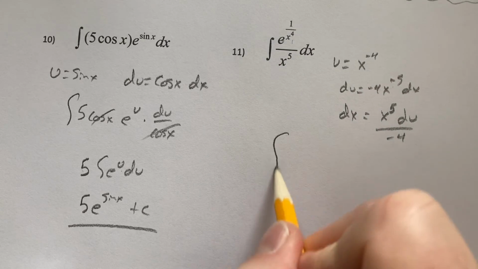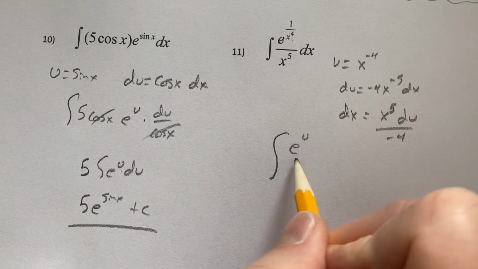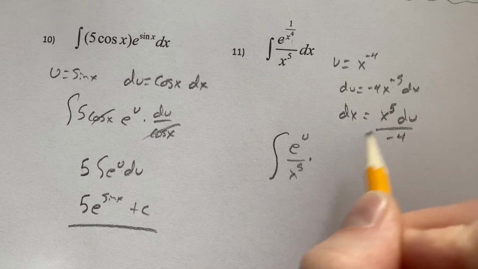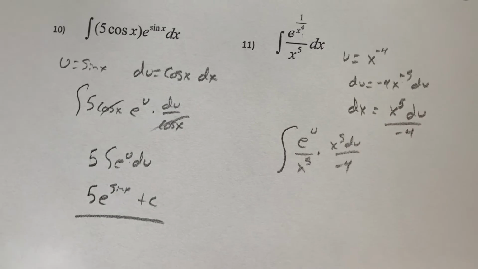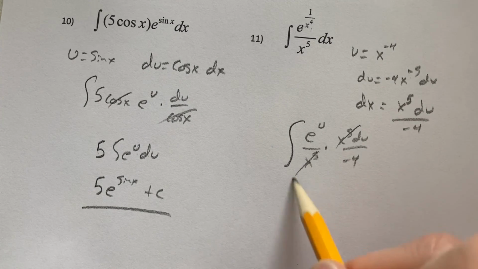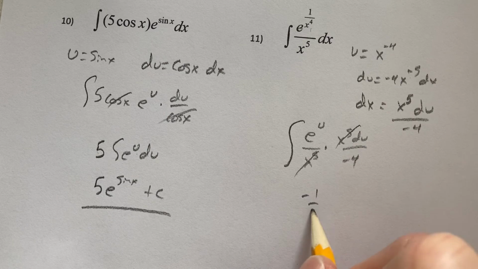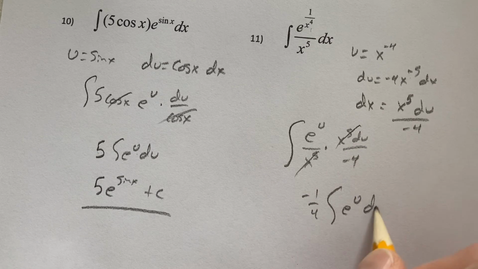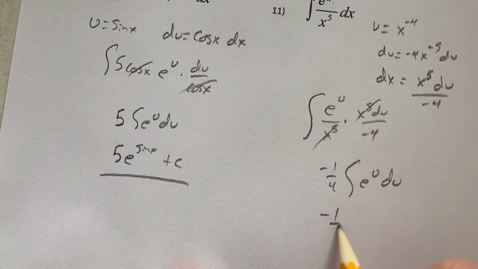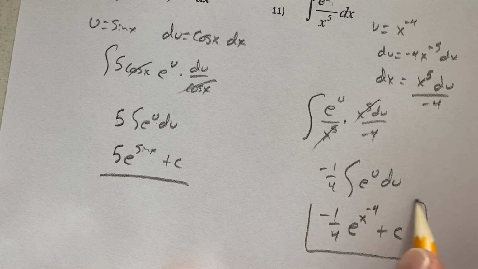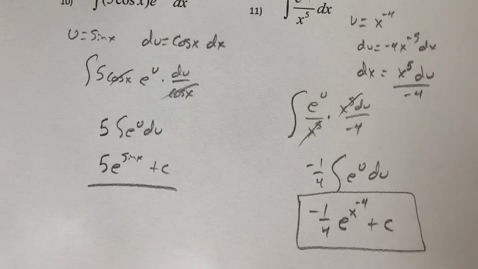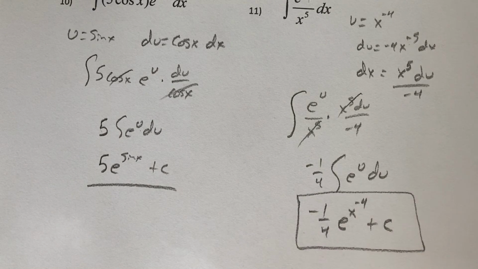Come on over here. We have the integral of e to the u over x to the 5th times dx, which is x to the 5th du over negative 4. The x to the 5ths cancel. I get a negative 1/4 e to the u du. So I get a negative 1/4 e to the x negative 4 plus c. All right, not easy, challenging ones, but if we can do these well, then any of the other ones are going to feel pretty simple.